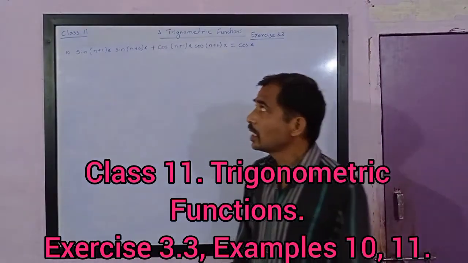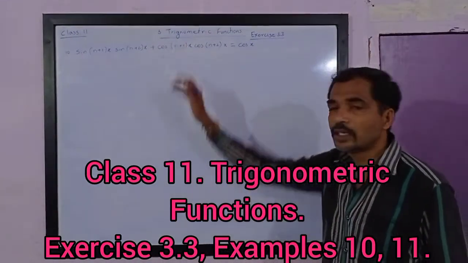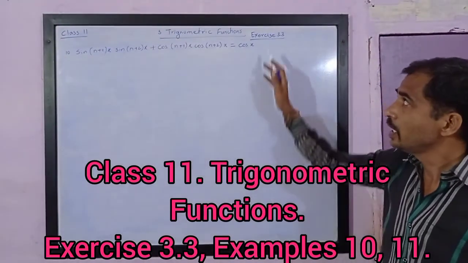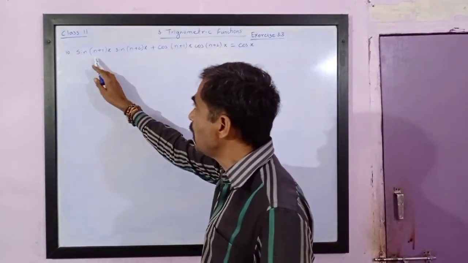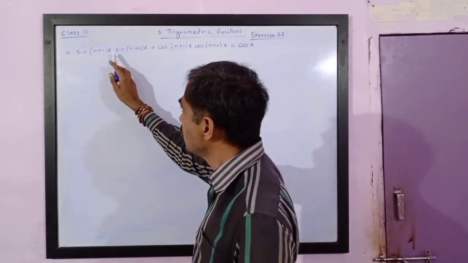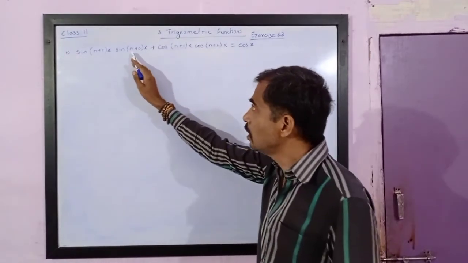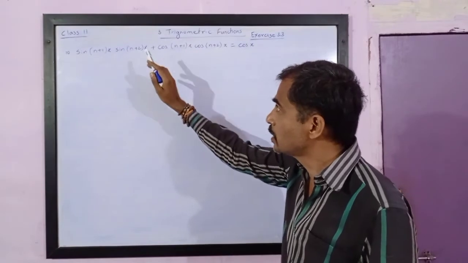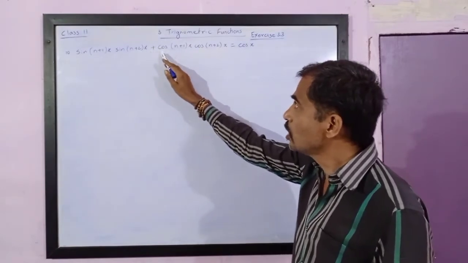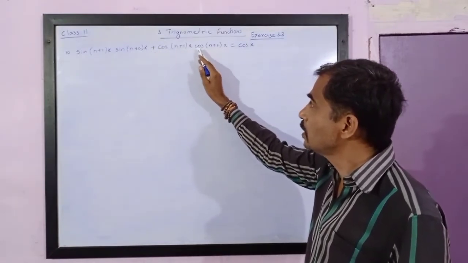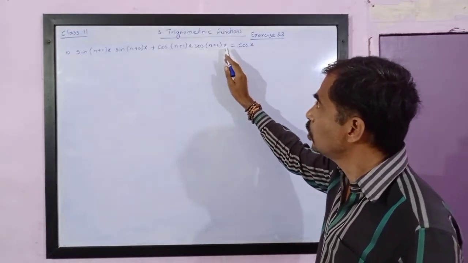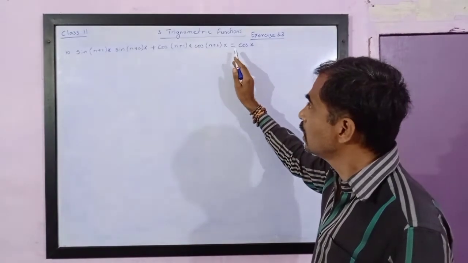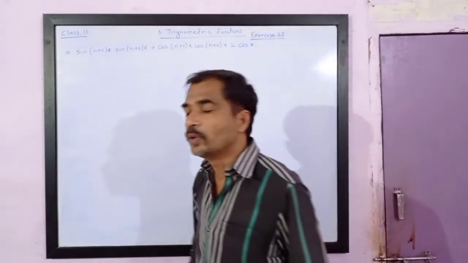Dear friends, in class 11 we are studying the third chapter, trigonometric functions, and in exercise 3.3 we have the 10th question: sin((n+1)x) sin((n+2)x) + cos((n+1)x) cos((n+2)x) = cos x. This is what we have to prove.